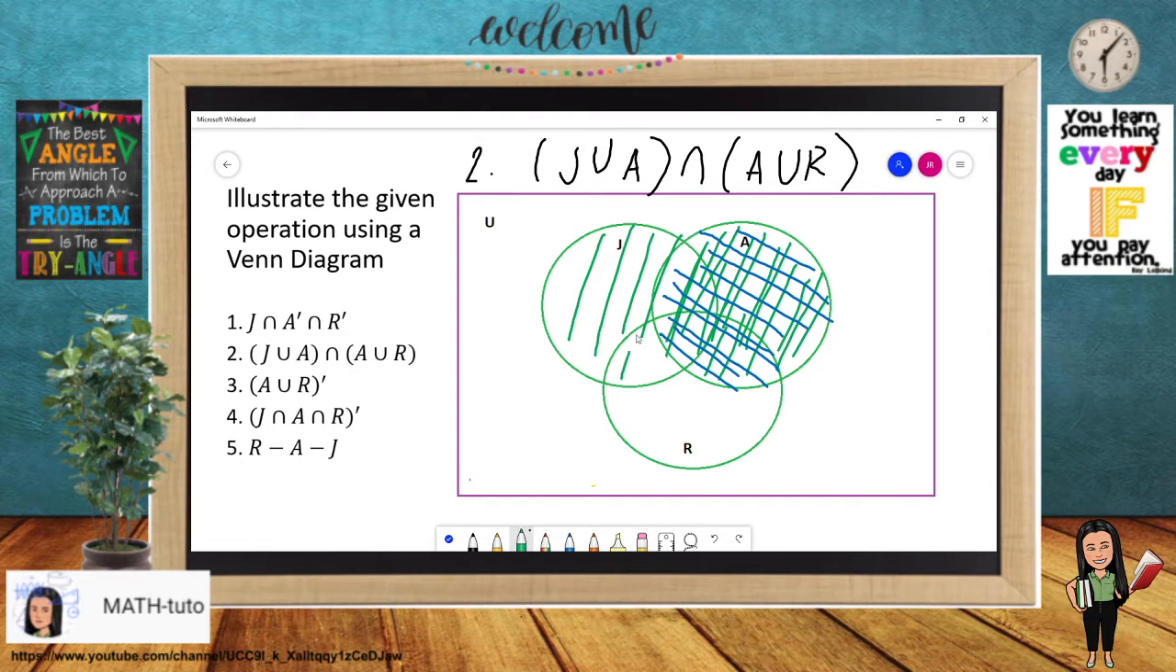Included itong part na to kasi J. Teka, wait. Kasama ba siya? Yan. Kasi masishade siya dito, diba? So, included talaga yon. And then, ito, burahin na natin. So, that is the intersection of J union A and A union R. Ito, J union A, A union R. Yung A, pareho naman siyang nag-appear. So, talagang kasama siya dito. And then, yung portion ng intersection ng J with A and R with A, yun din yung mapapasama.